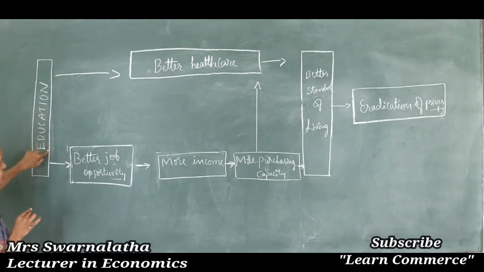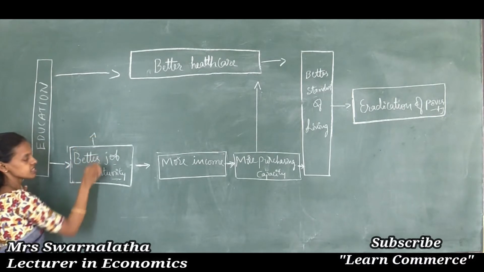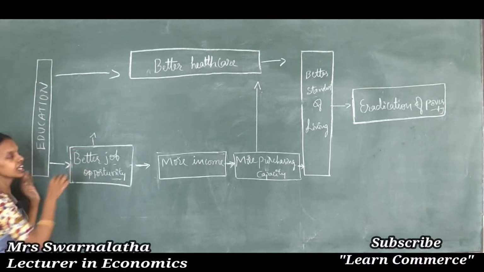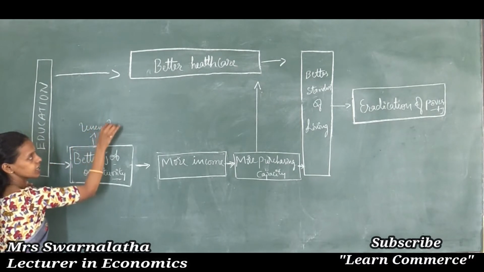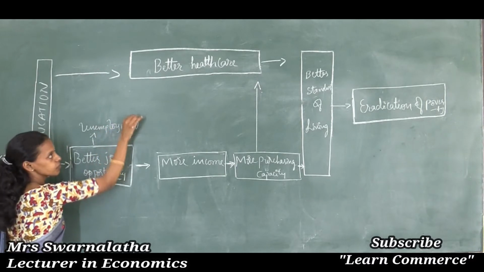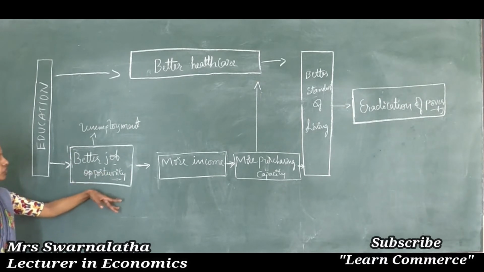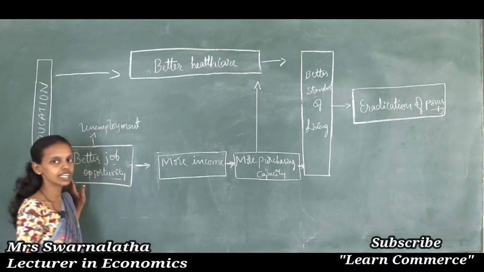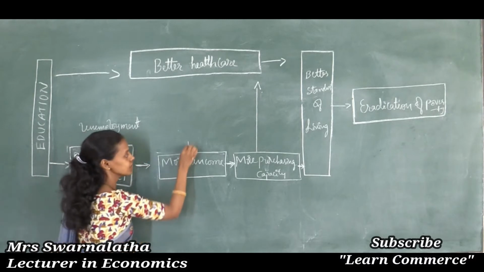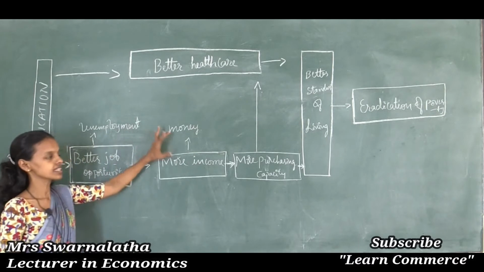Through education one can gain employment opportunities. Better job opportunity is nothing but removing unemployment. Education will remove the problem of unemployment, and one can gain proper employment opportunities, that is, job opportunities. If one joins a job, he can gain more income. Income is nothing but gaining some money. So why is this income needed?